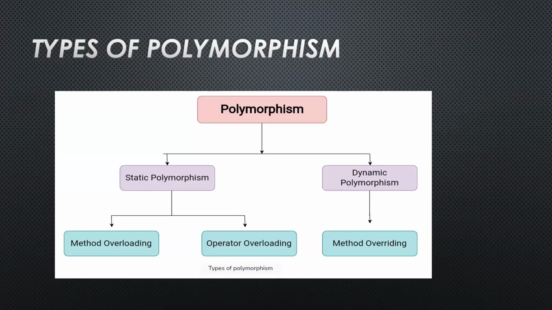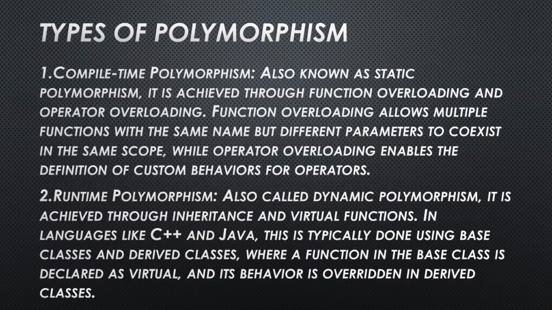Types of polymorphism. Polymorphism is of two types, that is static polymorphism and dynamic polymorphism. Static polymorphism is divided into two methods, function overloading and operator overloading. Dynamic polymorphism is divided into one method, that is method overriding.